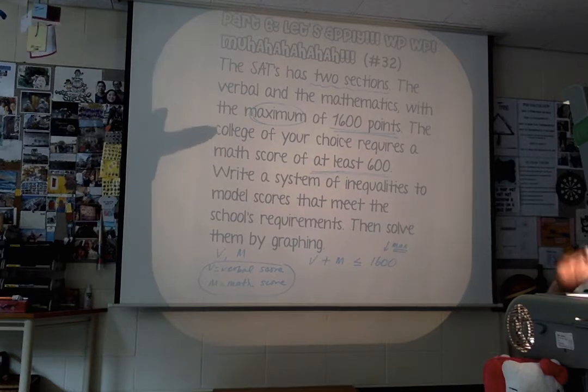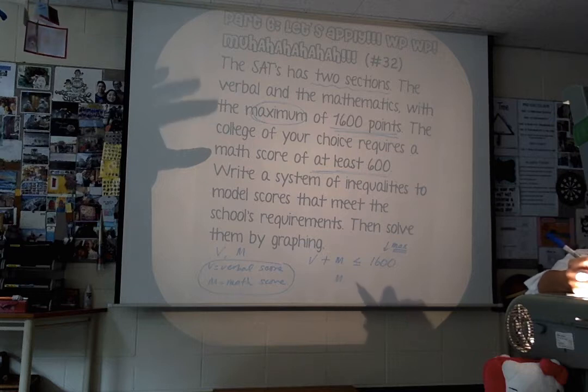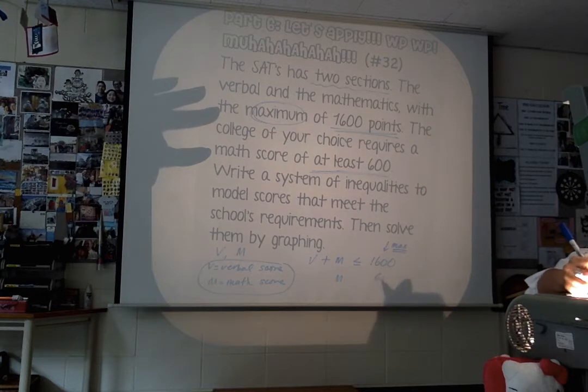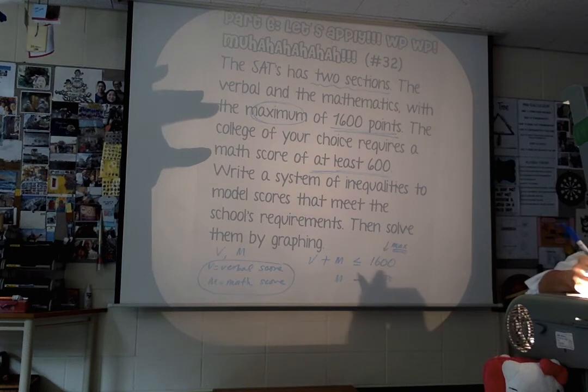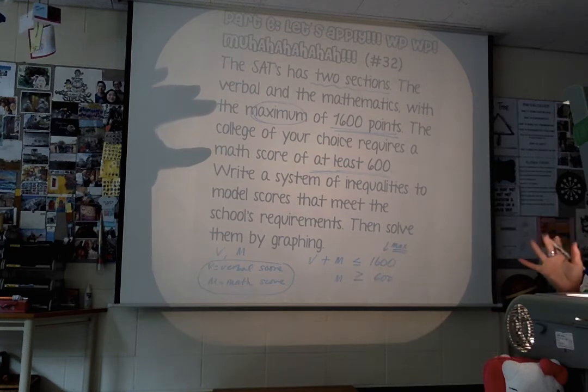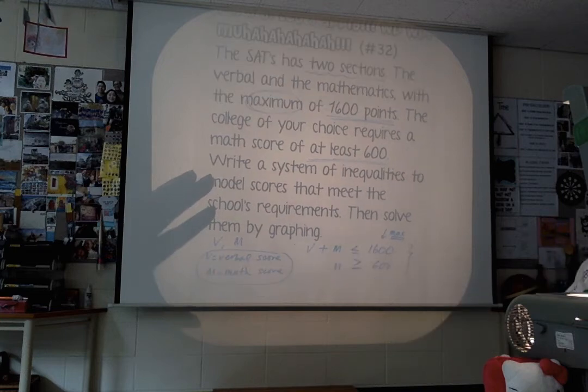And it says the college that you want to go to requires that you have a math score of at least 600. So think about it, at least. That means it could be equal to, but it could also be greater than if it wants to. But it can't be less because it has to be at least 600. So here are the inequalities we have to actually solve for.